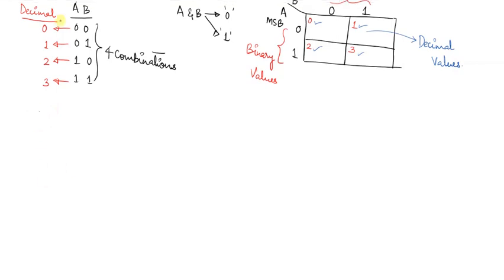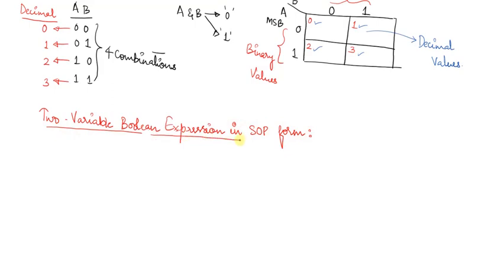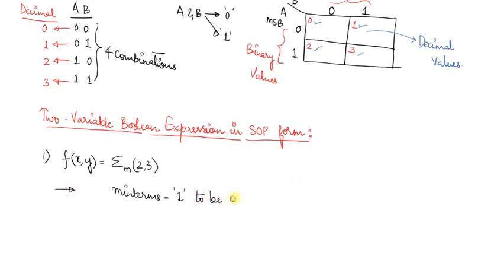So let us solve a two-variable Boolean expression in the SOP form. We have an expression f of x comma y, which is equal to summation m 2 comma 3. So from what we have understood for the Karnaugh map, since we make use of minterms, we need to enter a logic 1. So you can see that for a decimal value of 2 and 3, we need to enter a logic 1.